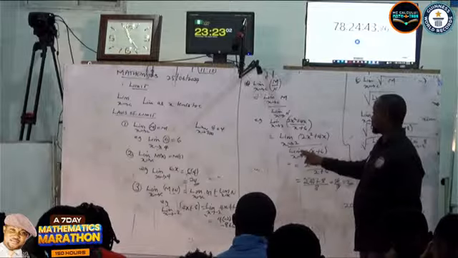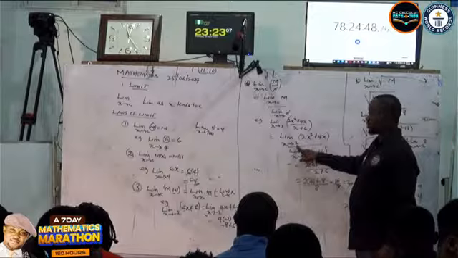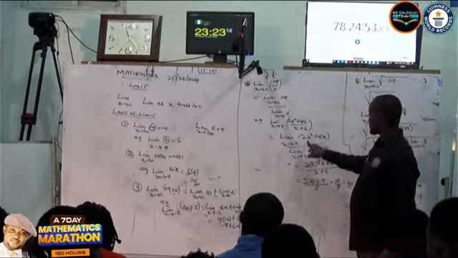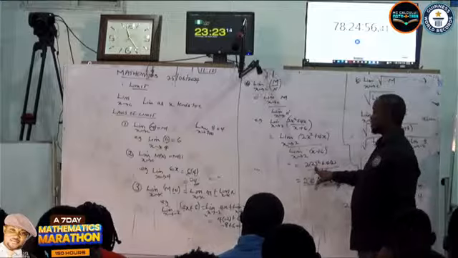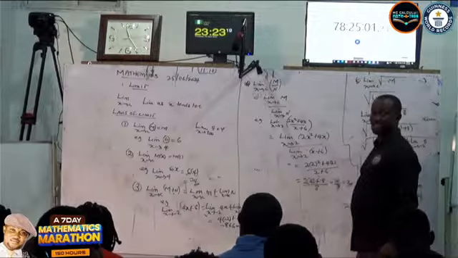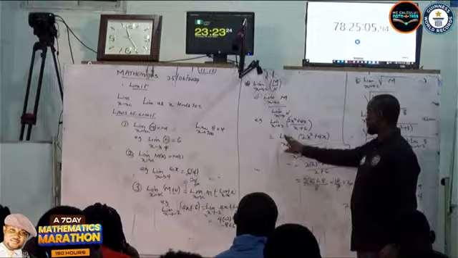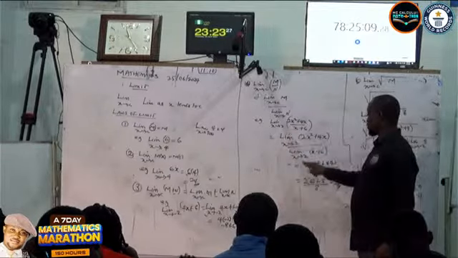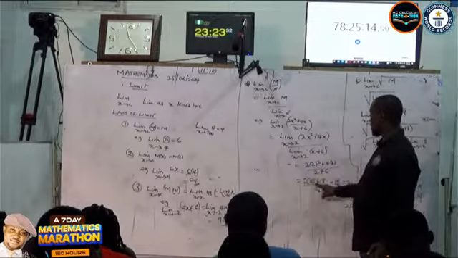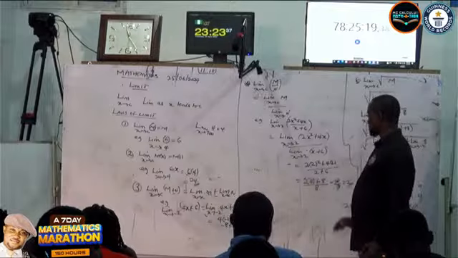When I take it to the top, what do I do? Wherever I see x, I put what? 2. Because it was the limit as x tends to what? 2. So when I put 2 here, this place becomes 2, and this place becomes 2. Wherever I see x, I put 2. Is that difficult? If this place was 5, you put 5 here. If this place was 9, you put 9 there. So when I put 2 here, 2 squared is 4, 4 times 2 is 8. I divide this to get my 2.